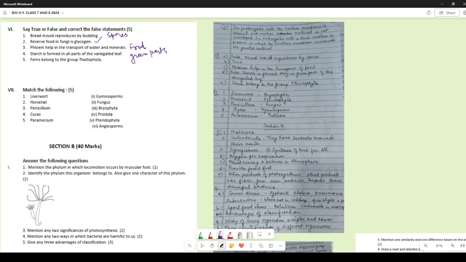The parts where the chlorophyll is present, starch is formed; the parts where the chlorophyll is not present, starch is not formed over there. Ferns belong to the group Thallophyta. Wrong. Ferns belong to the group Pteridophyta.